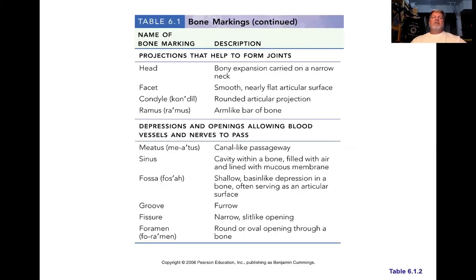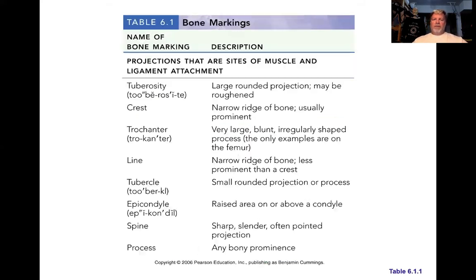Here it is, table 6. So this goes over some of the different bone markings, and some of these are really important to us. Tuberosities are important to us. You can see a large rounded projection, may be rough, and a good example of that is the tibial tuberosity, found on the top of the tibia up by your knee. Crest, this is just a row of, it's a ridge, usually sticks out. Trochanters are large, blunt, irregular surfaces.